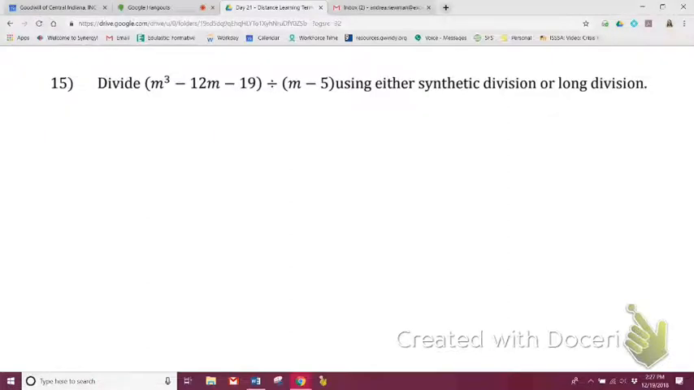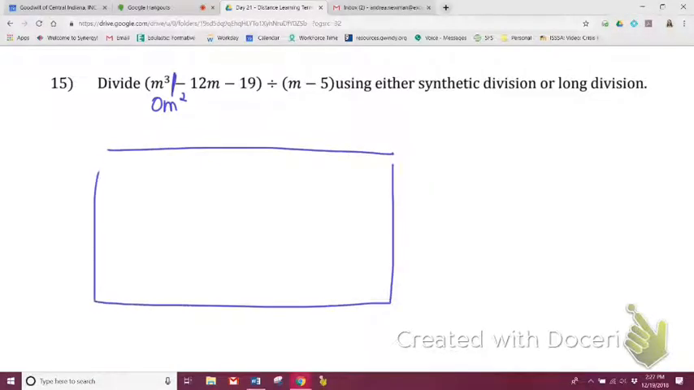All right, so question 15, there's only one little tricky thing about it. Anybody know what it is? Tiana? It's missing a term. Yep, it's missing the m squared term right here. What do you put in there? 0. So when I write my coefficients, we have to use synthetic division for this.